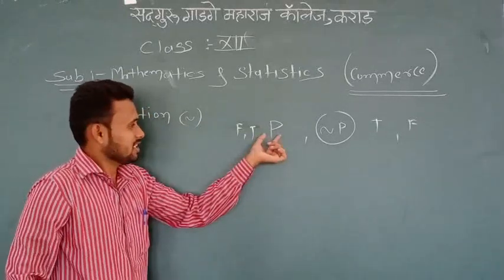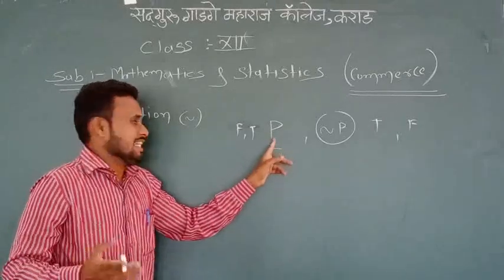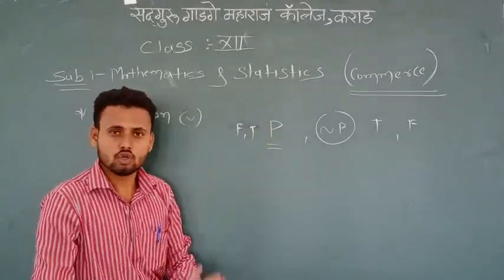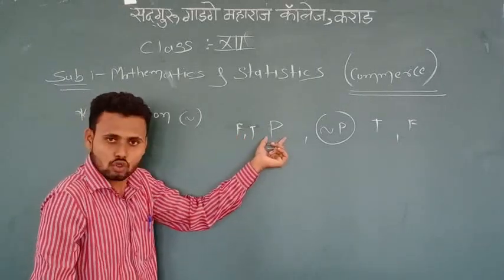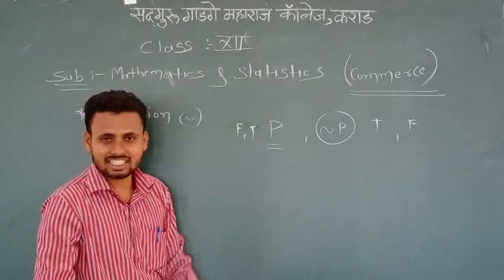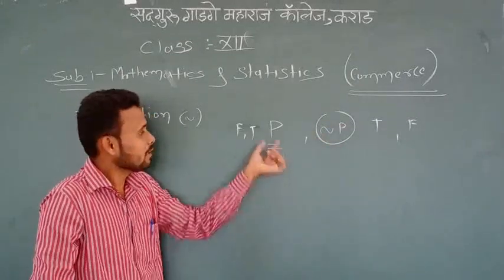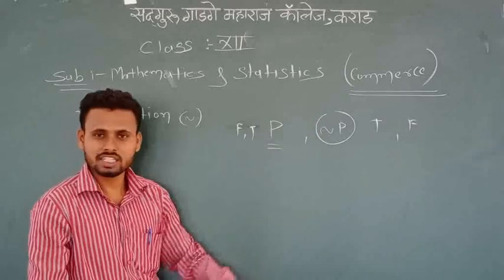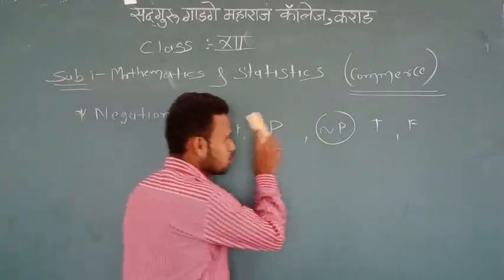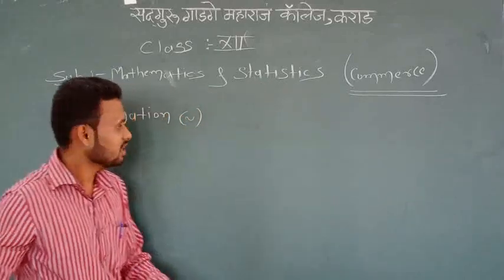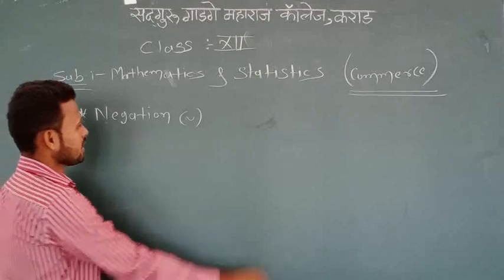It means, suppose statement P, and we know that any statement has only two possible truth values. Which ones? True and false. If this statement P is true, then its negation, just take its opposite. P is true, then negation of P is false, and P is false, then negation of P is true. Just take the opposite sign.